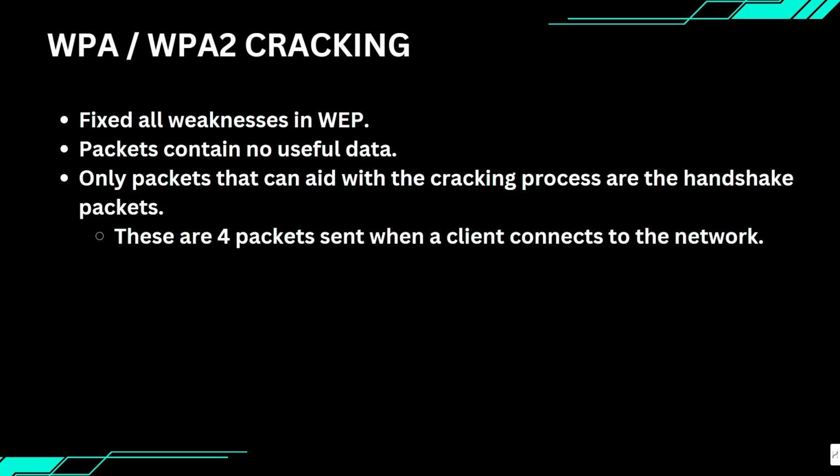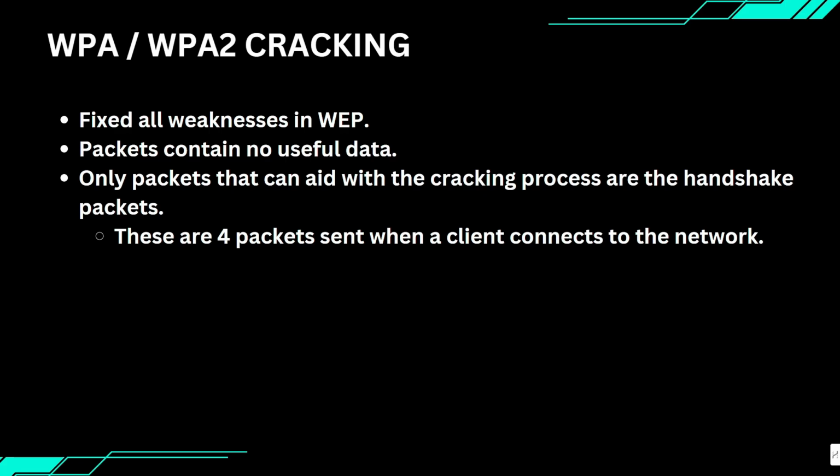When WPA and WPA2 encryptions were developed, they were designed to fix the flaws found in WEP encryption. And they did a pretty good job. Unlike WEP, in WPA and WPA2, the encryption keys are unique, temporary, and much longer. This means the packets sent over the air don't contain any useful information for us, no matter how many we capture. But there is one set of packets that holds the key to this puzzle, the handshake packets.